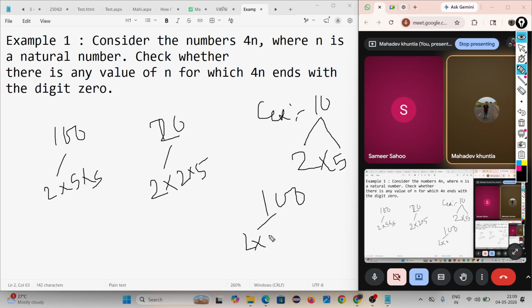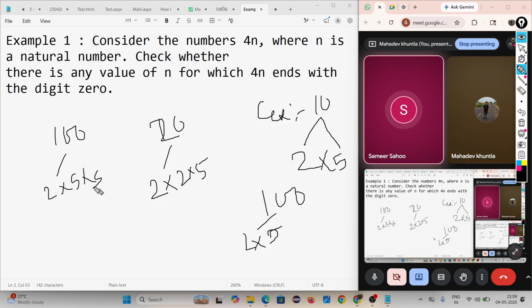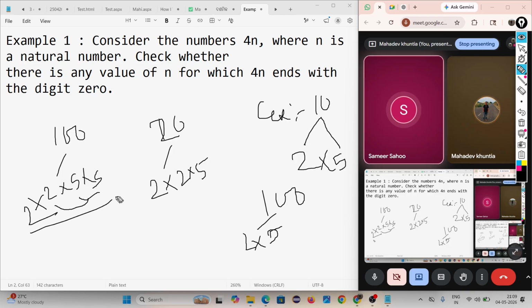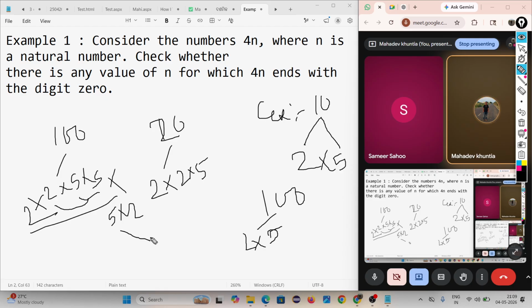2 into 5 into 5, it will not be 100. 5 into 5 is 25. 25 into 2 into 2. Okay, 100 into 10. 5 into 2. This is for 1000.